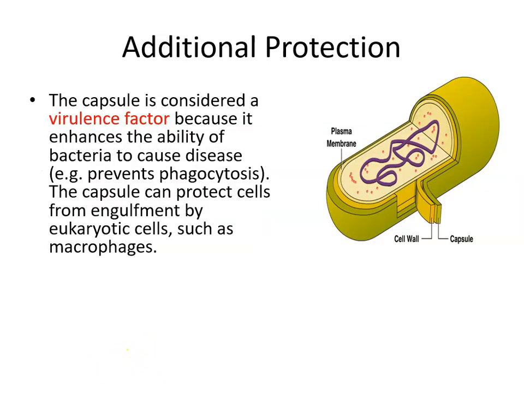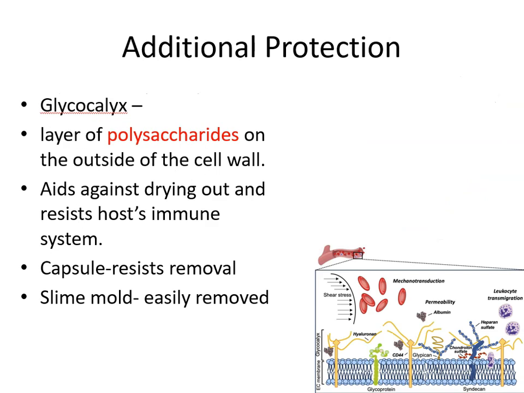The capsule is considered a virulence factor, which means it enhances the ability to cause disease. A very virulent species would cause great disease. So the capsule protects cells from engulfment and actually helps to evade immune systems. It's an adaptation, an advantage. It increases fitness.